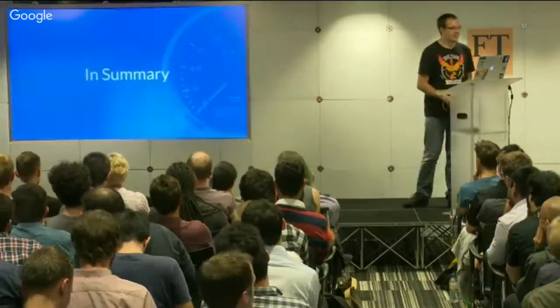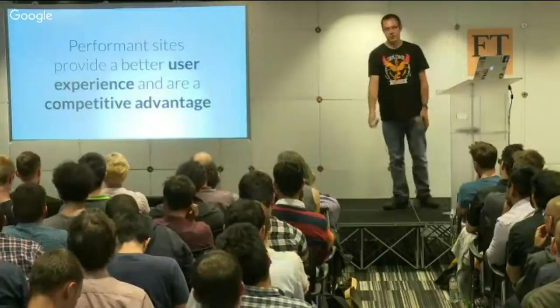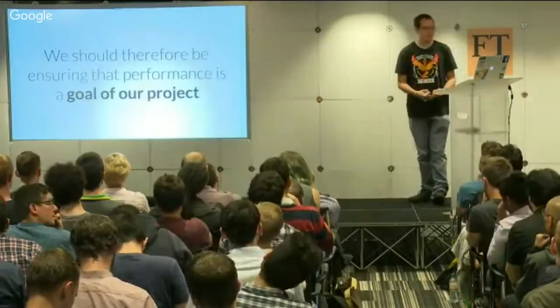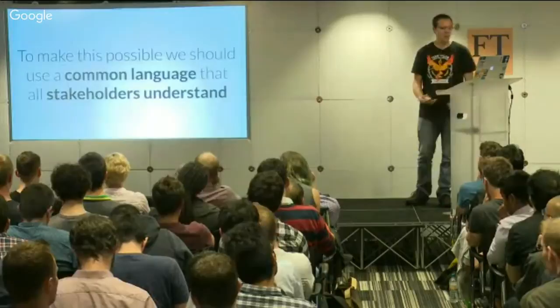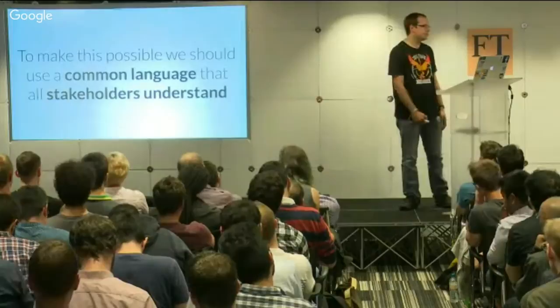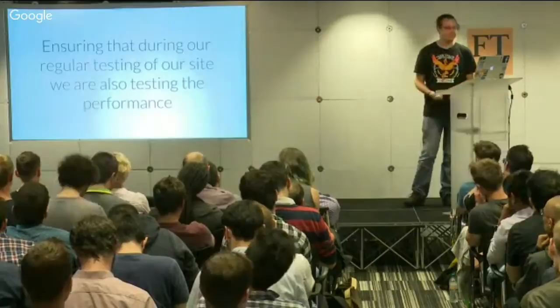So, in summary, performant sites provide a better user experience and they are a competitive advantage. So you should be stressing that to your clients. We should therefore be ensuring that performance is the goal of our project, encouraging awareness across all our stakeholders. To make this possible, we should use a common language that all stakeholders understand. So today, the language we talked about was performance budgets, ensuring that during our regular testing of our sites, we're also testing the performance. Introducing monitoring where necessary to ensure that we're able to maintain performance.